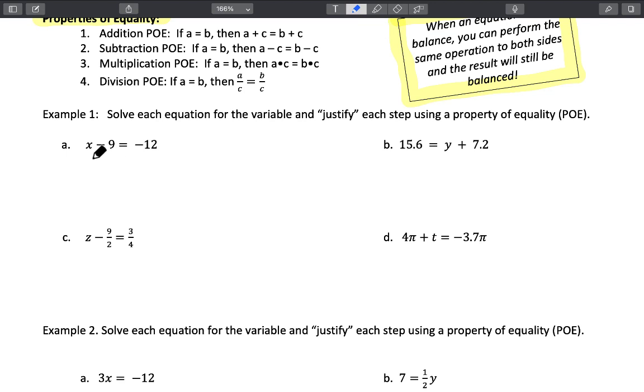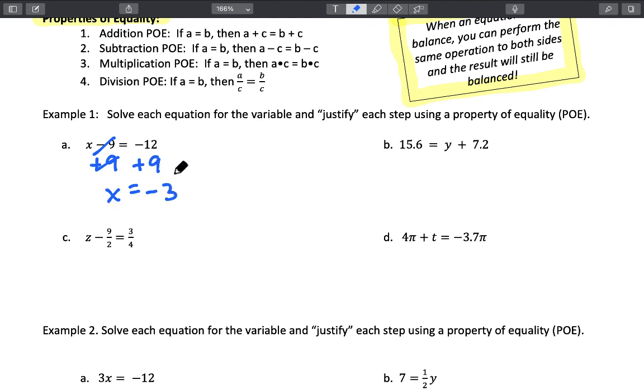Example 1a says x minus 9 is equal to negative 12. Solve for x. So some value minus 9 is equal to negative 12. In order to find out that value, we use the inverse operation of subtraction, which is addition, to add 9 to both sides. Now I have x minus 9 plus 9. Those add to 0. So I'm left with x is equal to negative 12 plus 9, which is negative 3.